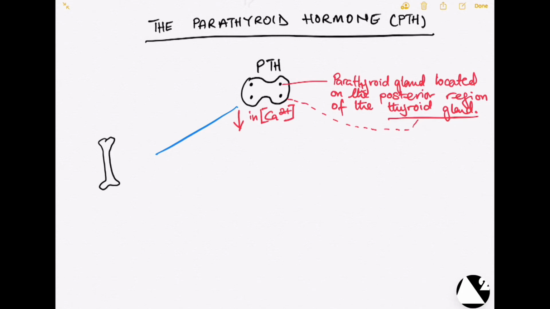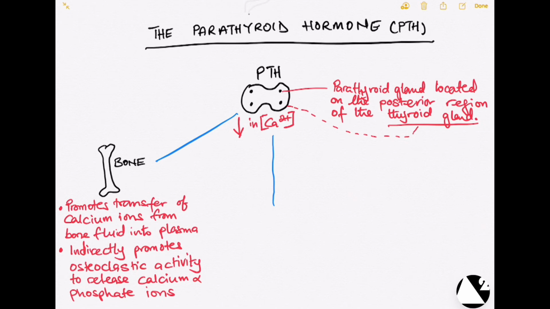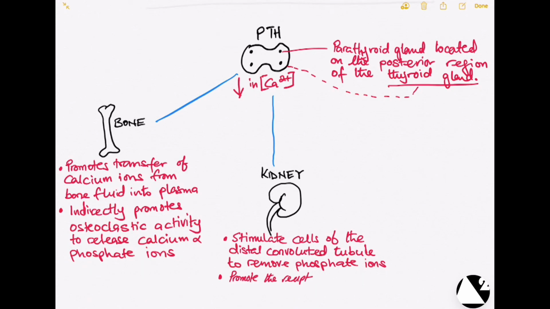Now, what it does, it promotes transfer of calcium ions from bone fluid into plasma. It indirectly promotes osteoclastic activity to release calcium and phosphate ions. At the same time, it stimulates cells of the distal convoluted tubule to remove phosphate ions from the body through urine, and it promotes the reuptake of calcium ions by the proximal convoluted tubule.